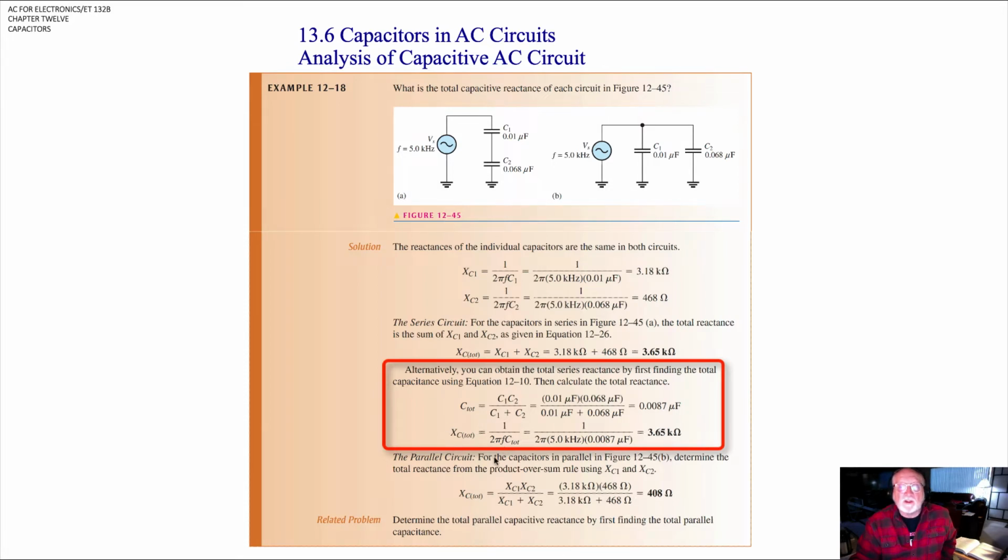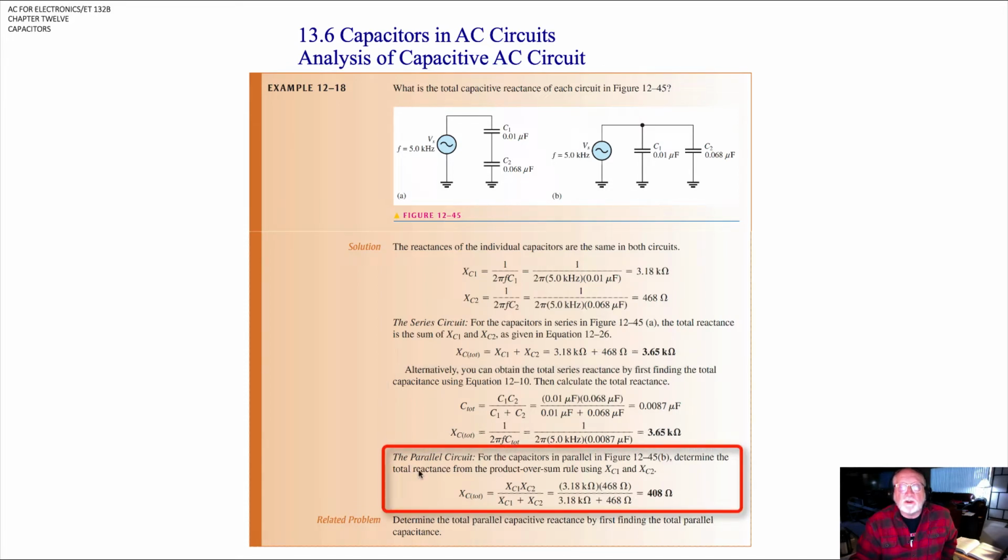In the parallel circuit, though, if we determine the total reactance from the product over the sum rule, so we skip right to the product over the sum because that's the easiest with two capacitors, you can see that we take the product of those two values that we calculated previously, divide by the sum of those two values, and we get a total of 408 ohms. Notice, smaller than the smallest. Where we had 3 k ohms, here we had 468. That's the smallest. This becomes smaller than the smallest.